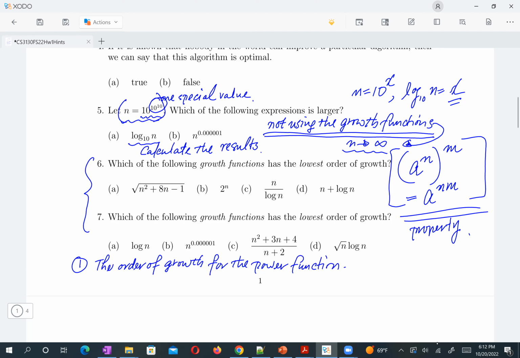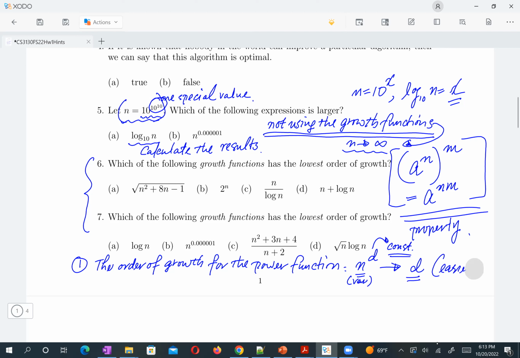So what's the power function? N to the dth power. N is the variable, D is constant. For the power function, the order of growth is just the exponent, D. That's the easiest case.